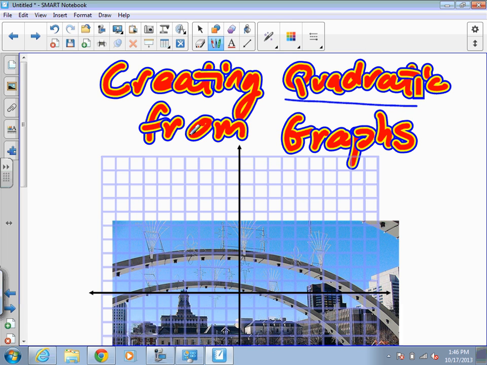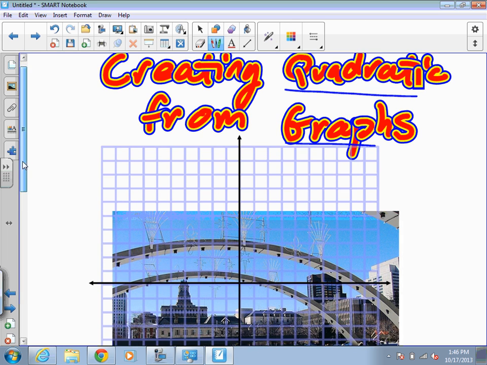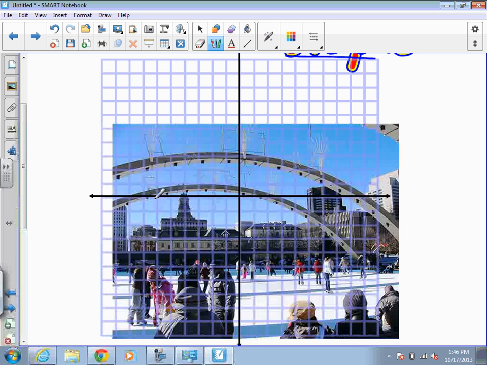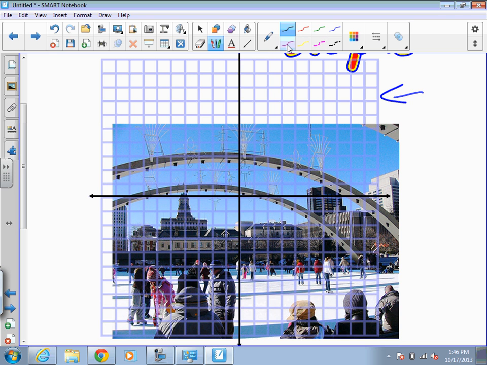Creating quadratics from graphs, okay? So, like we just said, we found a picture on the internet of Nathan Phillips Square, and we superimposed our coordinate grid above it. What we're going to do is put in some numbers, and I think maybe this color might show the best. This is 1, 2, 3.